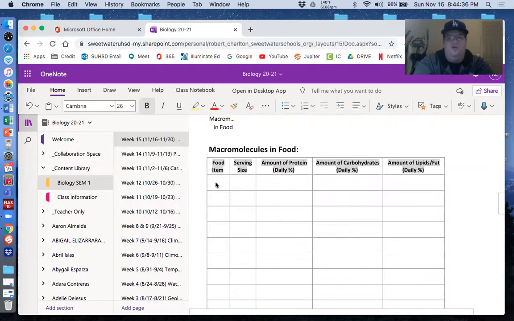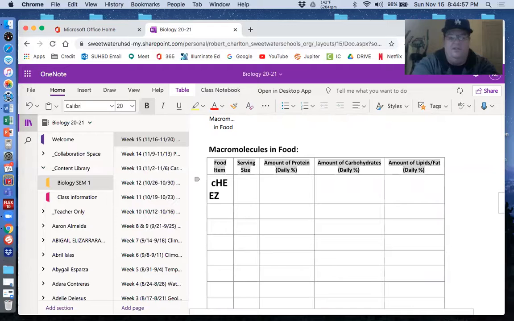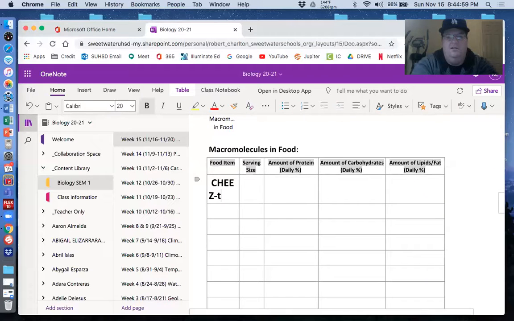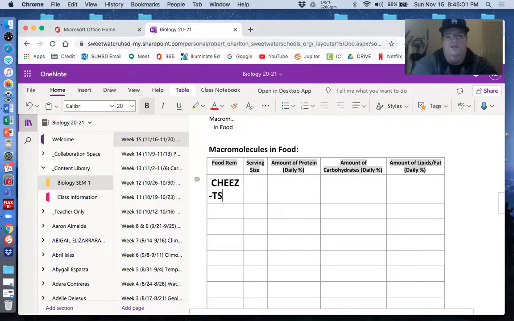And so I would put Cheez-Its, and then I'll put the information on serving size, amount of protein. Don't forget the percents. So you need amount and percent, amount of carbohydrates and the percent, amount of the fat and the percent. So it should look something like this. Okay, notice mine is kind of being a little funny on the size thing.